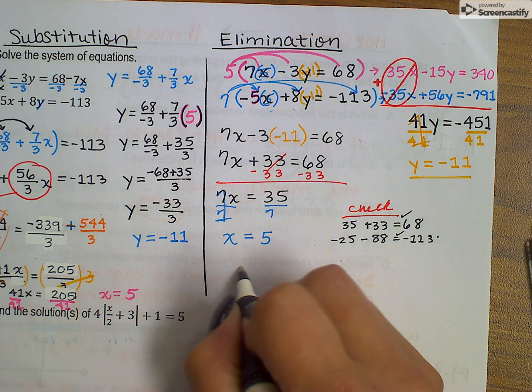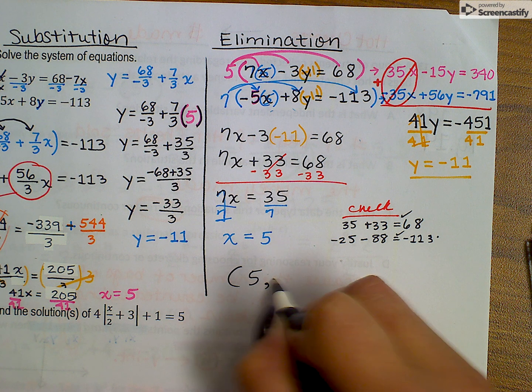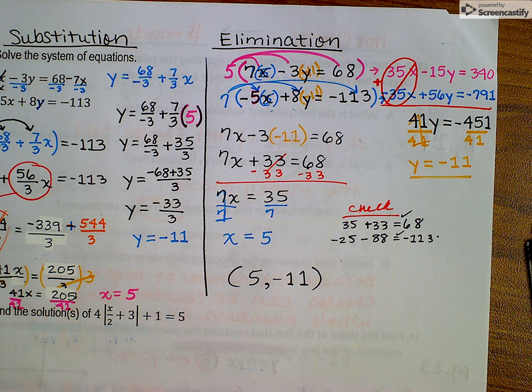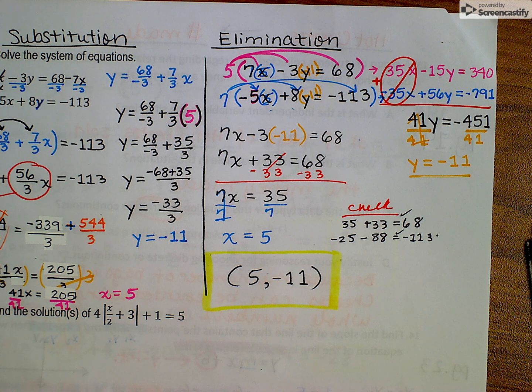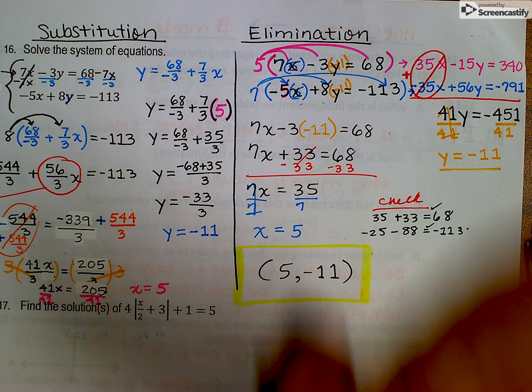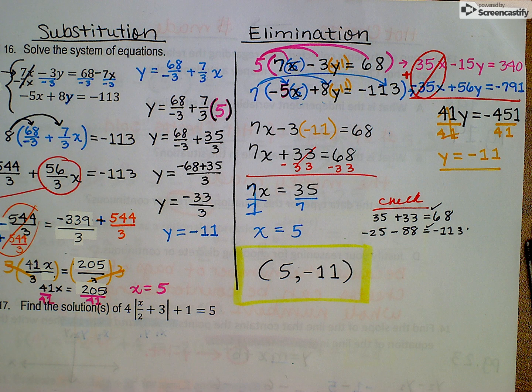Final answer should look like a coordinate. If it does not look like a coordinate, yes, I will take off points. Now, by showing you both substitution and elimination, yes, you'll notice elimination was a lot easier. That's not always the case. Sometimes substitution is easier. Sometimes graphing is easier. You have to make that choice on your own.